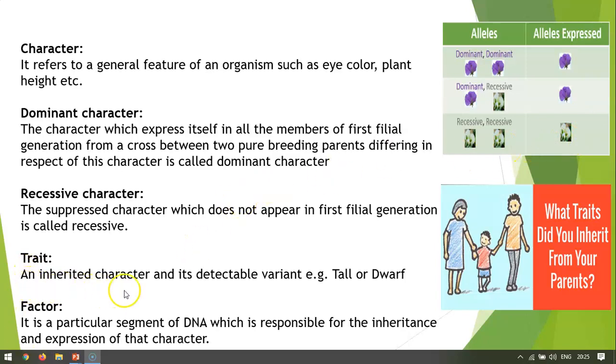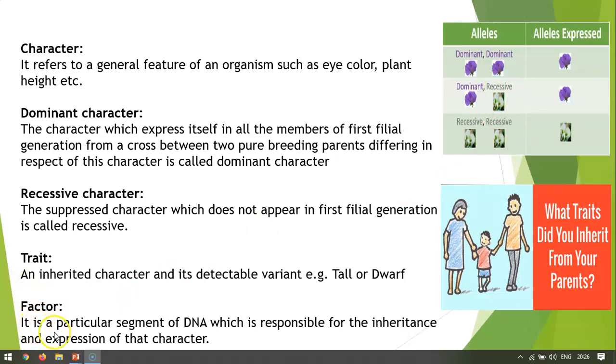Trait. An inherited character and its detectable variant is called as a trait. Example, tall, dwarf. Look at this picture again. We have purple flower, we have white flower. These are called as traits. So a character, that is the flower color, that is purple, and you have a detectable variant, a different allele, which is a white flower.